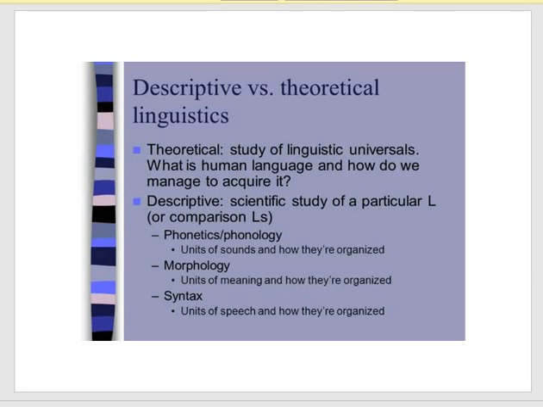Phonetics and phonology: units of sounds and how they are organized. Morphology: units of meaning and how they are organized. Basically, phonetics, as you know, deals with units of sounds and how they are organized, whereas morphology is concerned with units of meaning and how they are organized. And semantics, as you know, deals with units of speech and how they are organized.